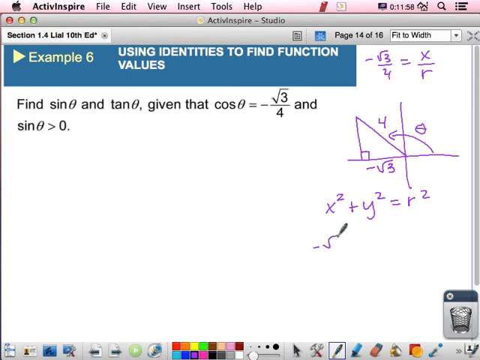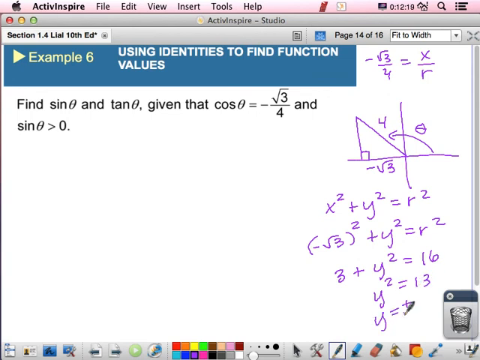X squared is negative square root of 3 squared plus the missing y squared equals r squared. So negative squared is positive, square root squared, the square root disappears. So we have 3 plus y squared equals 16. So that means y squared is 13, and y is plus or minus the square root of 13. And because I'm in quadrant 2, that y value is positive. Now if I come over here, I can say sine of theta is y divided by r, which is square root of 13 divided by 4.